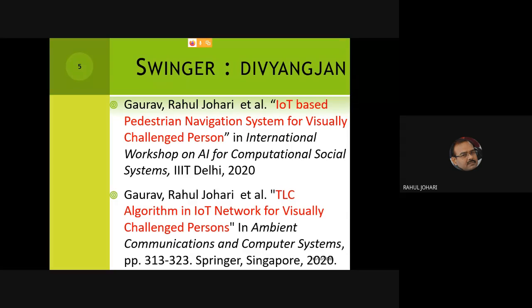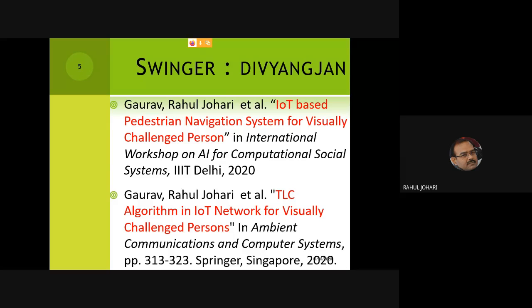The second paper is the TLC paper, traffic light crossing algorithm, in an IoT network of visually challenged persons. This was the first paper we worked on, but it got published later. The IoT-based pedestrian navigation system for the visually challenged person, we got a chance to present first. Though we started working on the second paper first, this was accepted first, and we got an opportunity to present at IIIT Delhi in the international workshop on AI for computational social systems.